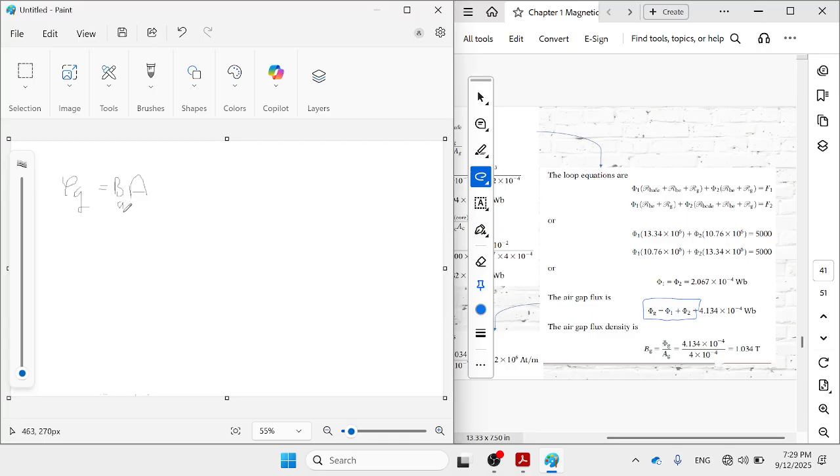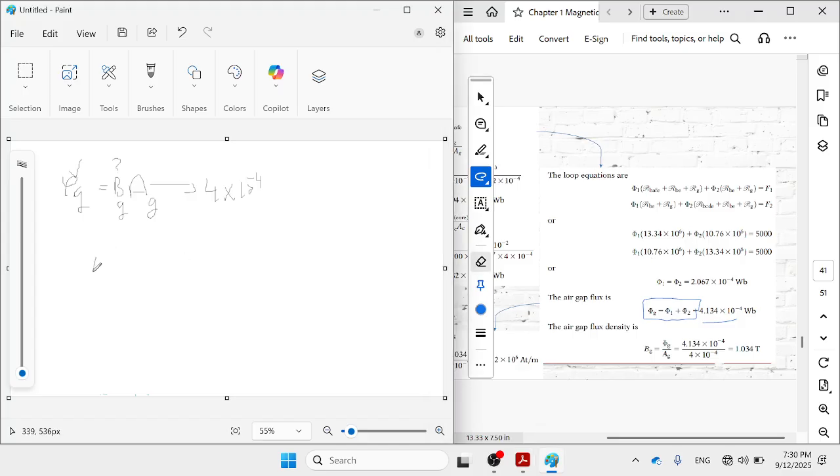Then BG and AG. So AG is exactly the same as the other A, because it is a square. Okay, so A is 4 times 10 to the minus 4. B is unknown, the flux phi is also known here. So the B, which is flux density, is 1.034 Tesla.